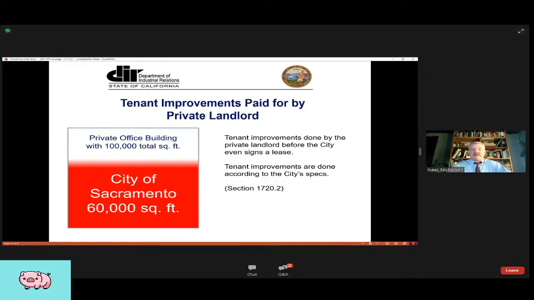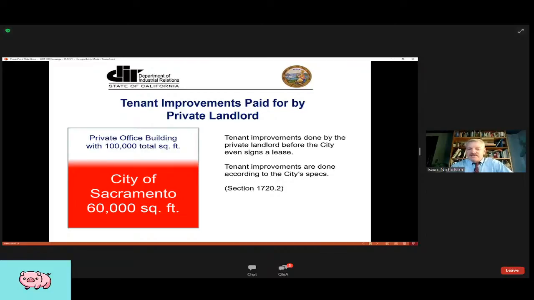So this is Labor Code section 1720.2. These come up pretty frequently. This is tenant improvements paid for by a private landlord. The box on the left is just an illustration. There's a private office building with 100,000 total square feet. The city of Sacramento leases 60,000 square feet, and the landlord undertakes improvements of the building for the city of Sacramento to move into.